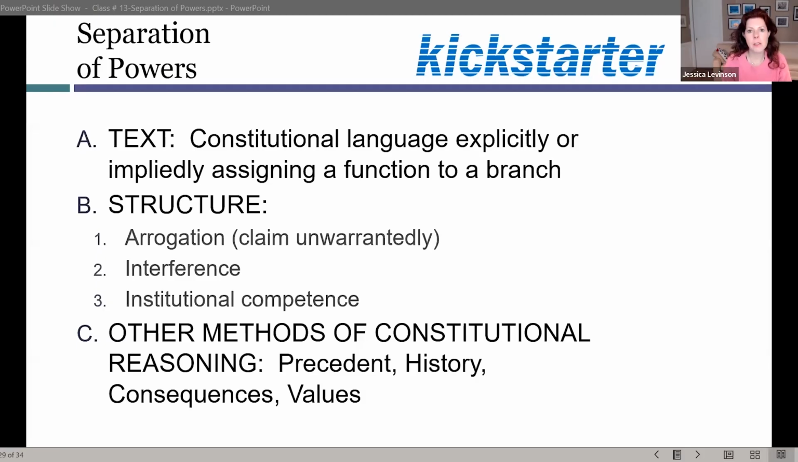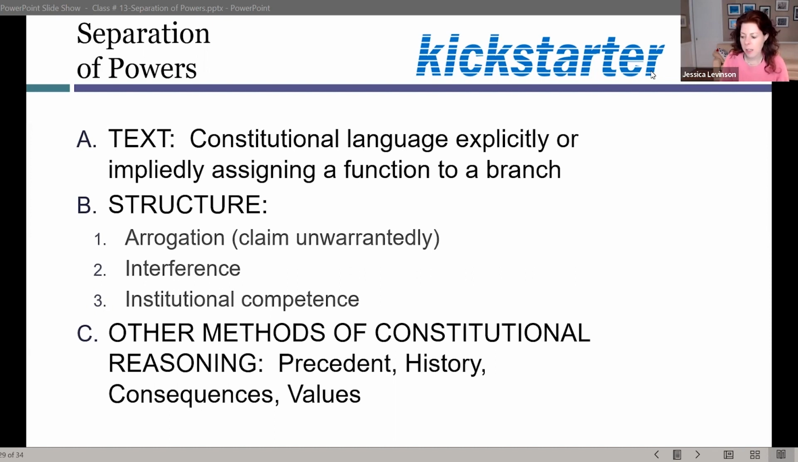All right, everybody, let's finish up talking about structure, structural limits, and the separation of powers. We have basically one more area. We're talking about litigation involving the president. And I want to remind us that this is the Kickstarter that we've been using.